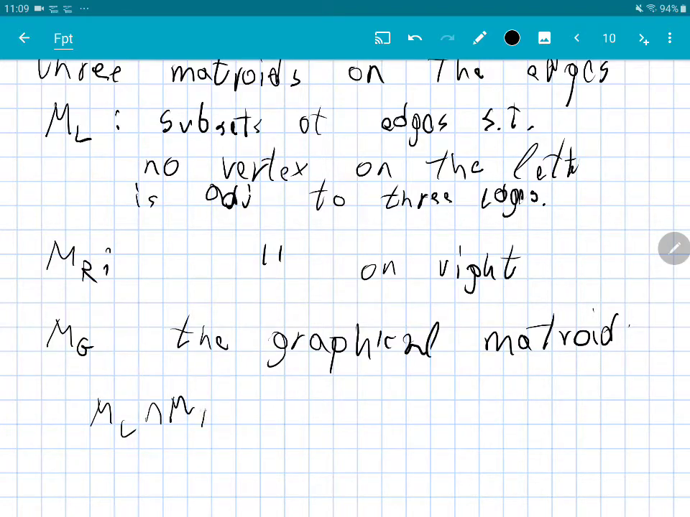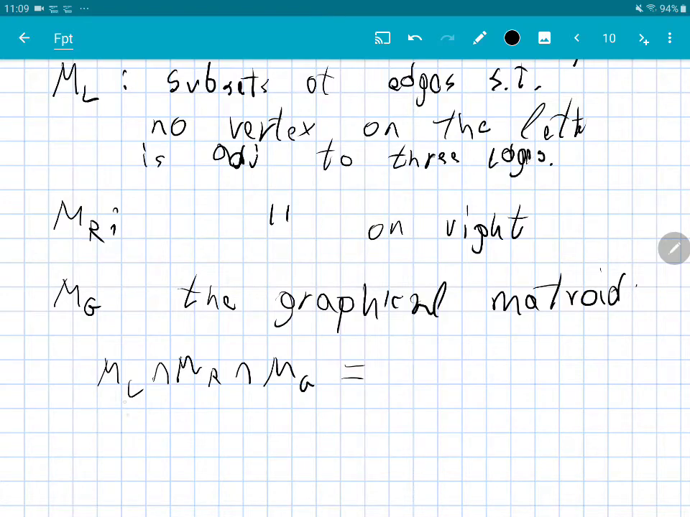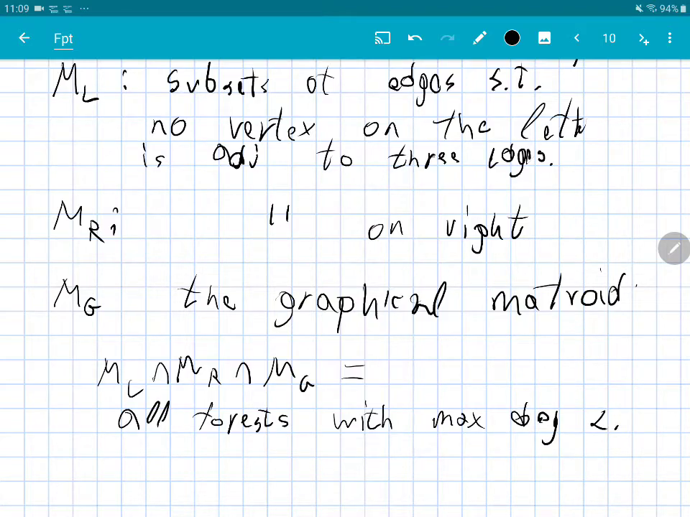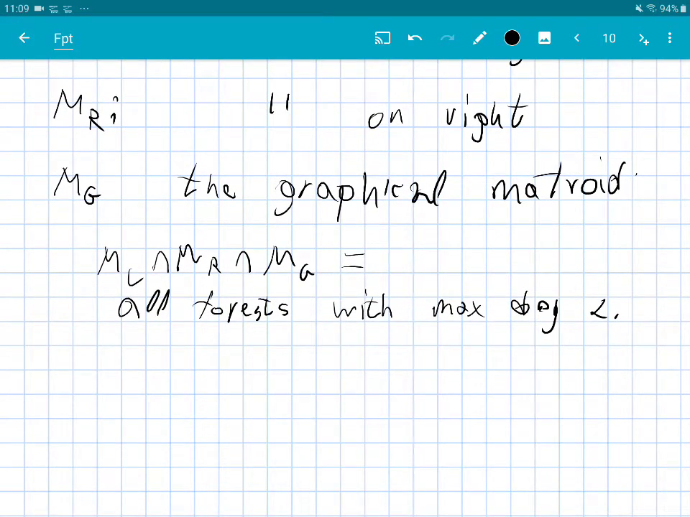ML, MR, and MG, the intersection is all forests with max degree 2. Because the left Matroid enforces that the left vertices have degree at most 2, the right Matroid forces that all the right vertices have degree at most 2, and the graphical Matroid forces the fact that it's a forest. So this contains all the forests that have this constraint. And of course, a Hamiltonian path is just such a forest with n minus 1 edges.